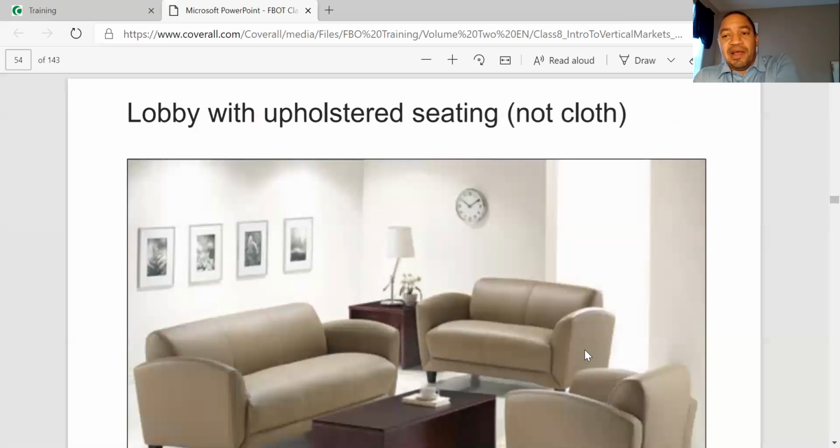If it's not cloth, like a leatherette vinyl, then we're not going to touch that with any type of chemical. We're not going to try to clean it or treat it or anything like that because we don't know what it is. And if you damage leather, it can be very, very expensive.